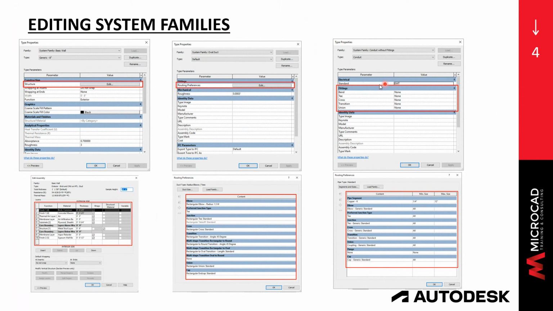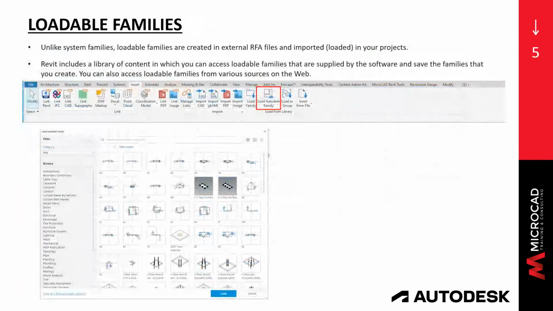The conduits and cable tray families are a little bit simpler. You can have all those parameters, all those settings set up straight away in the type properties dialog box. Moving on to loadable families, and I'm going to concentrate today a little bit more on loadable families. I'm going to leave the subject of system families here a little bit on a cliffhanger because I want to concentrate on loadable families.